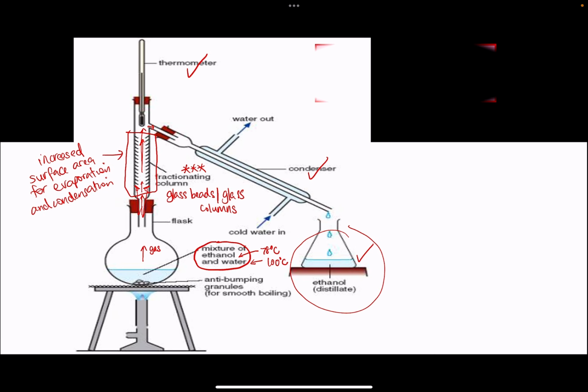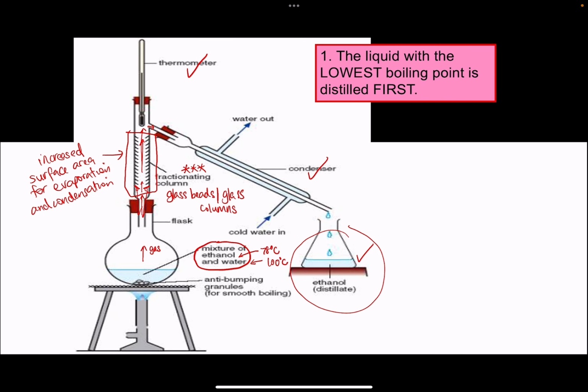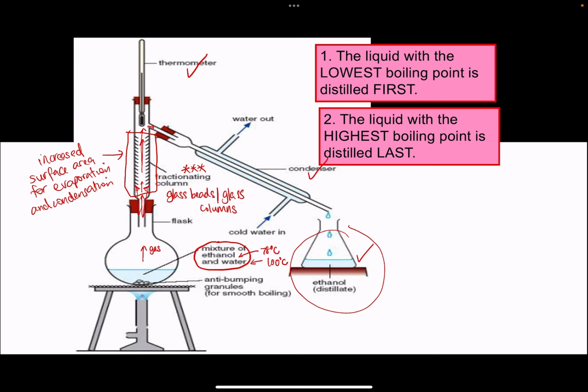So the key idea here is, if you have two or more liquids, then the liquid with the lowest boiling point will distill first, and therefore the liquid with the highest boiling point will be distilled last. If you only have two liquids, then you just need to change the words to lower and higher. So that is how fractional distillation works.